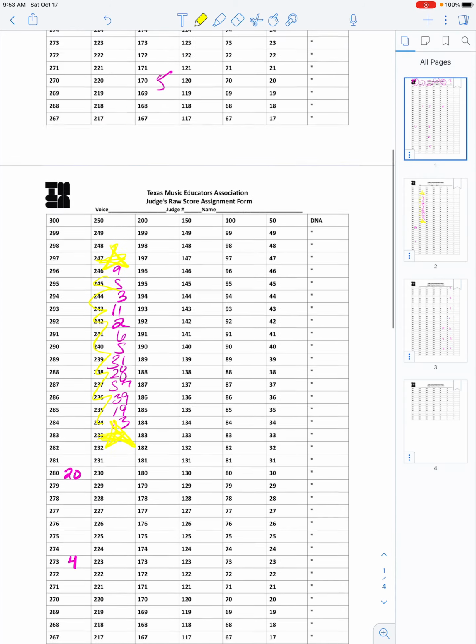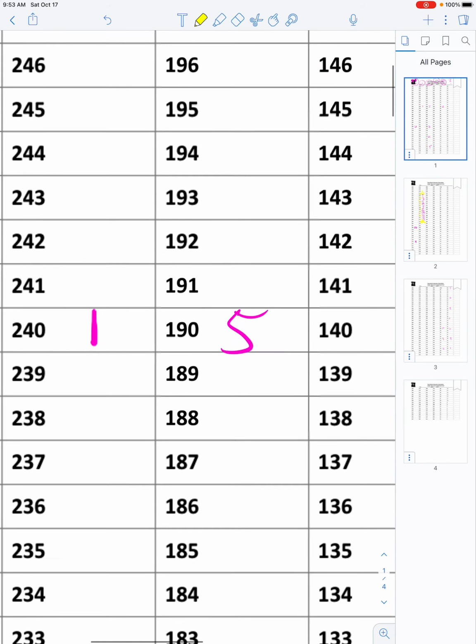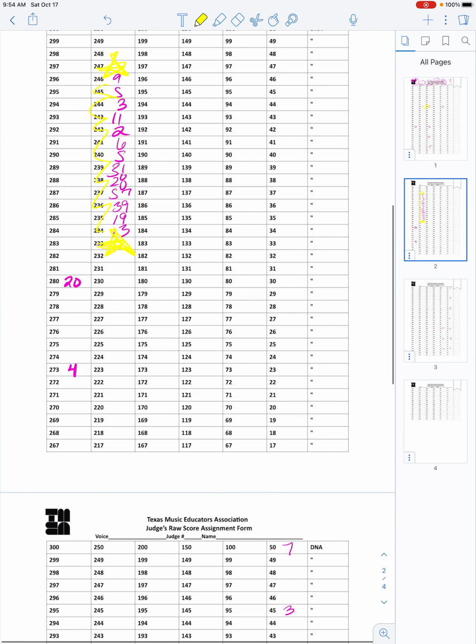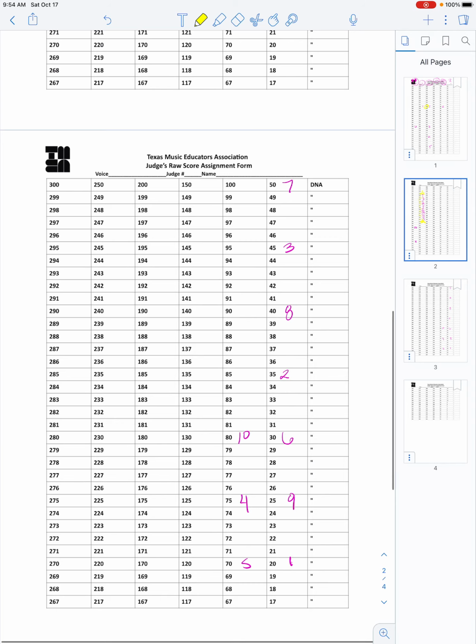Now these would be scores, okay? This right here, this 190, this is a score. When that kid came in, you determined based off of your rubric that they sang a score of a 190. The kids do not see this circled number in yellow. They do not see this, okay? That is just for you to keep track of how they did in your head, so you can continue to judge a lot of kids.